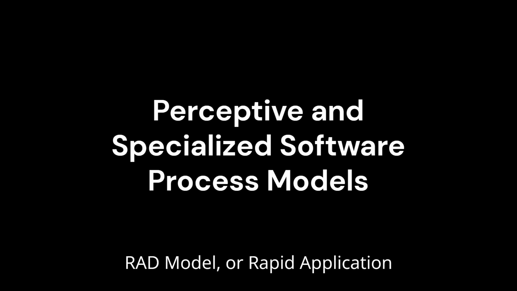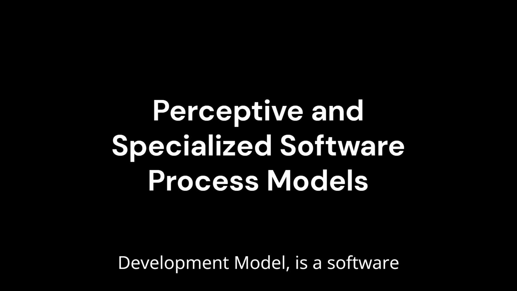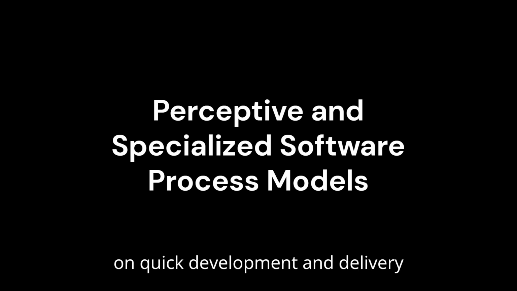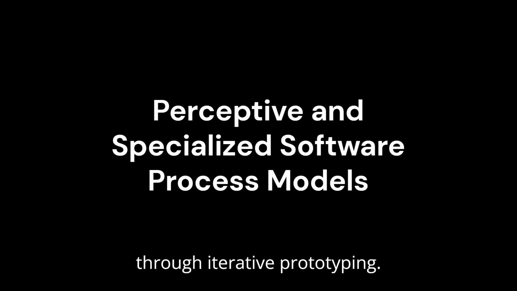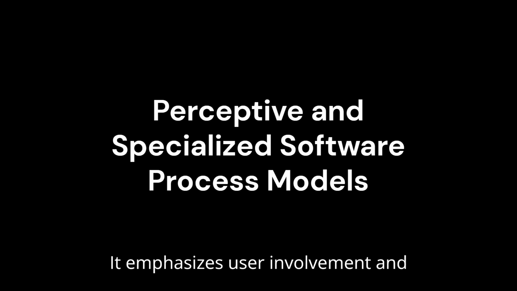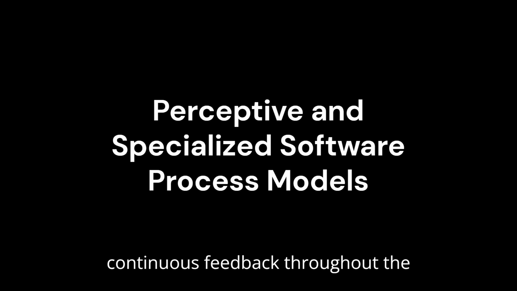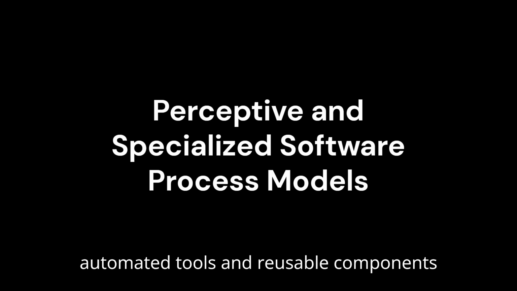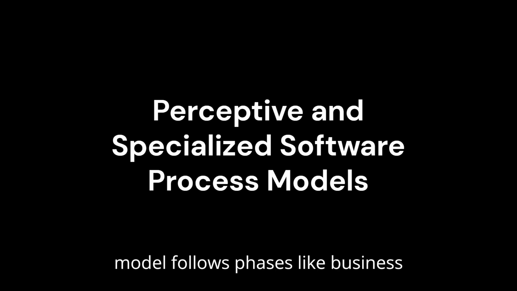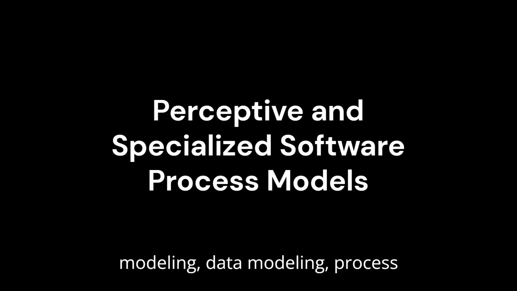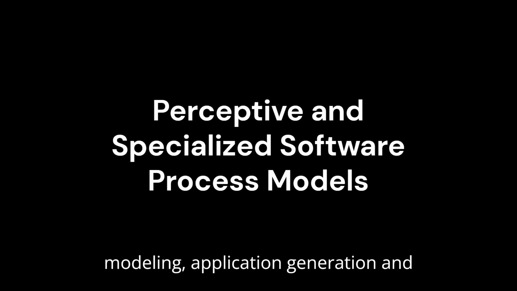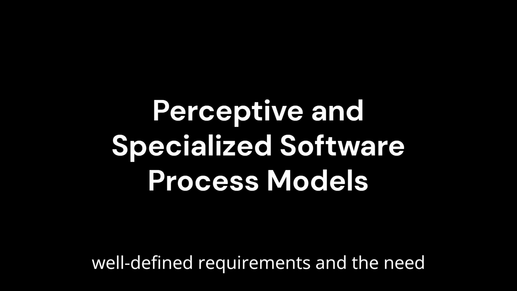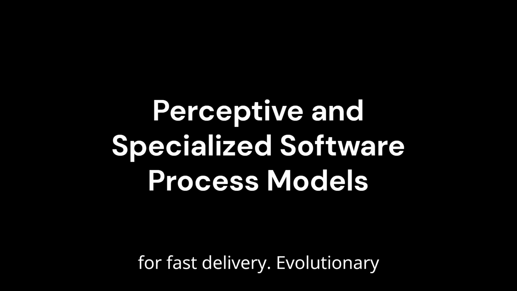The RAD model, or Rapid Application Development model, is a software development approach that focuses on quick development and delivery through iterative prototyping. It emphasizes user involvement and continuous feedback throughout the development process. RAD uses automated tools and reusable components to accelerate development. The model follows phases like business modeling, data modeling, process modeling, application generation, and testing. RAD is ideal for projects with well defined requirements and the need for fast delivery.